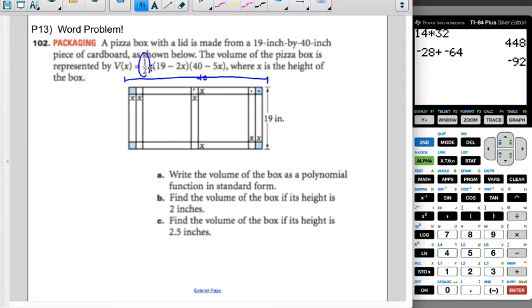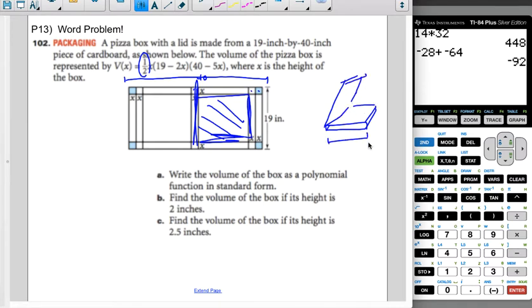And then the 1/2 comes because the box is actually folded right here. This is the length of the box. If you fold it, the length of the pizza box is what happens if you fold the lid up and over. So here's our lid. The lid folds. I'm terrible at drawing. But the length is 1/2 of the 40 minus the 5x's you cut out. That's where the 1/2 comes from.